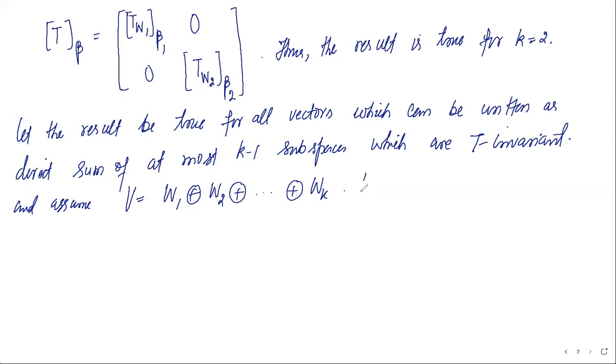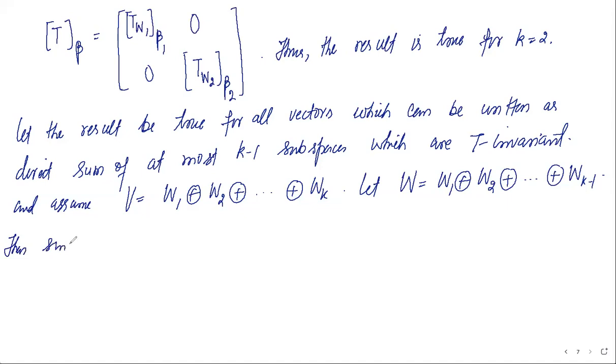Now let us define a subspace W, which is equal to W1 plus W2 plus so on plus Wk minus 1. So therefore we have assumed a subspace W from V, which is a sum of k minus 1 subspaces, and these subspaces are chosen as W1, W2, Wk minus 1 from this list, where they are in fact all the T invariant subspaces.